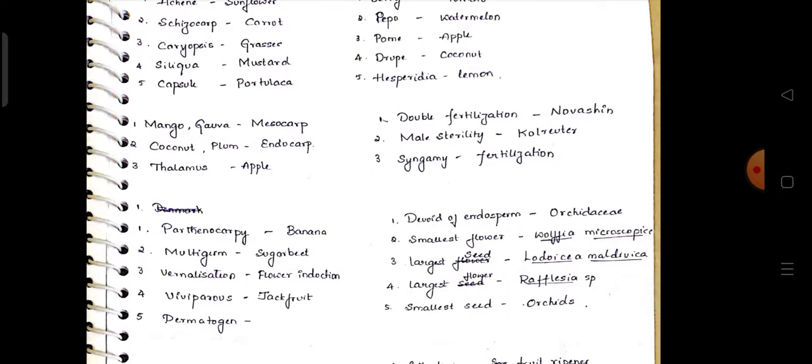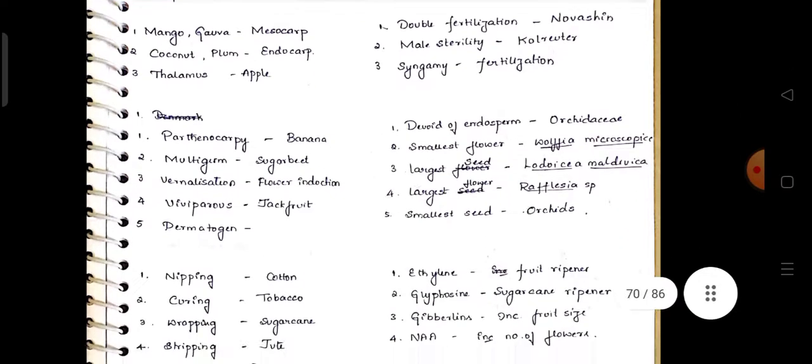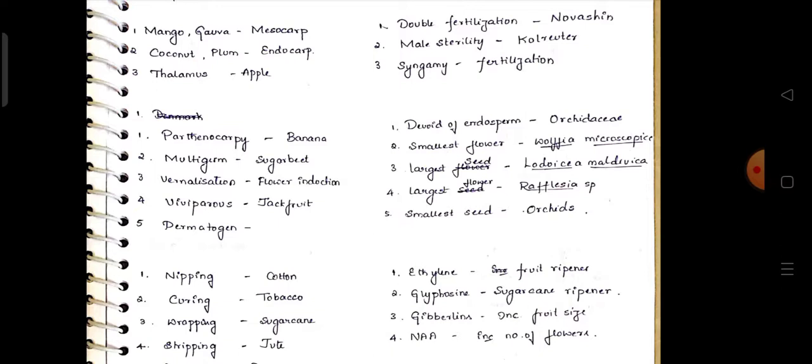The term double fertilization was given by Navashin and Guignard. Male sterility by Kolreuter. Syngamy is a process of fertilization. Thalamus is the edible part in apple; coconut and plum have endocarp, whereas in mango and guava, the edible part is mesocarp. Different conditions: parthenocarpy is found in banana. Multigerm is found in sugar beet.